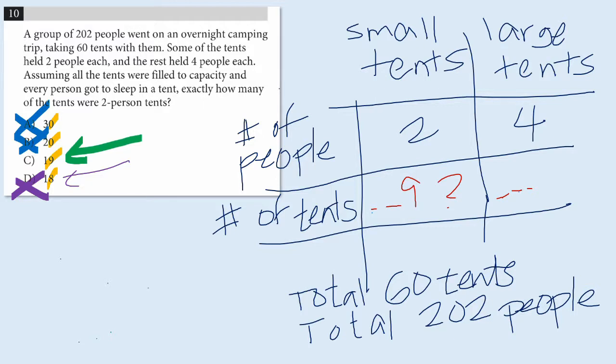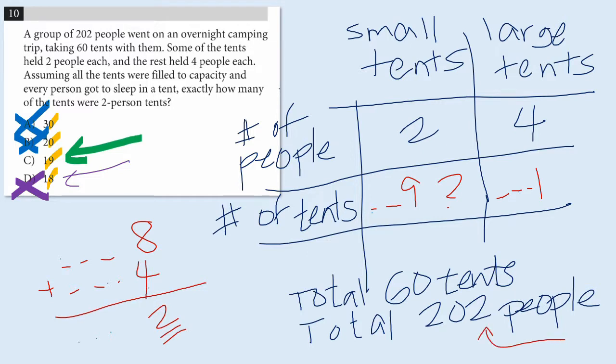So let's look at the total number of people. For small tenths, I have 2 times 9, so that's going to give me a number that ends in 8. For the number of people in large tenths, I have 4 times 1, which is going to be a number that ends in 4. And when I add all those people up, I'm going to get a number that ends in 2, which is in fact what I have in the target value of 202. So I've confirmed that C is the only answer that produces a total number of people that ends in 2.